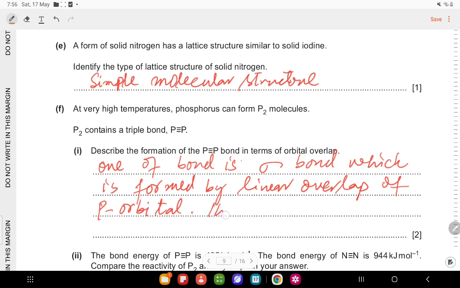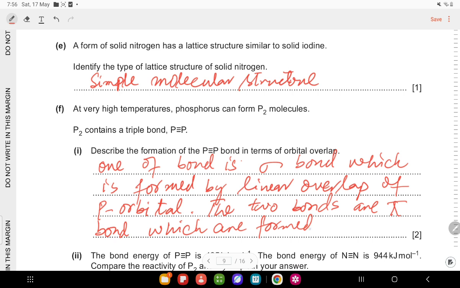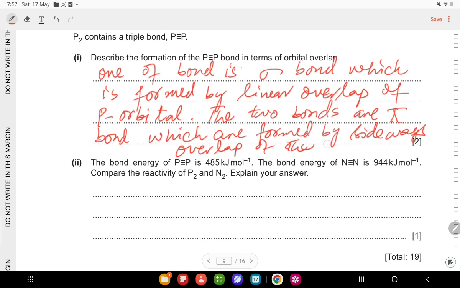The two other bonds are pi bonds, which are formed by sideways overlap of the p orbitals.